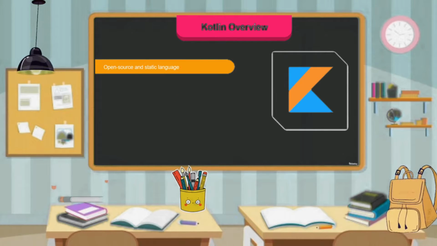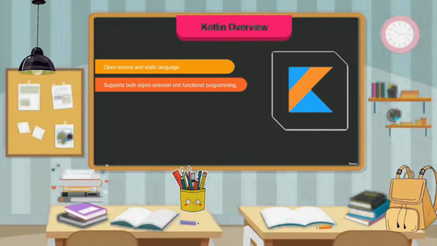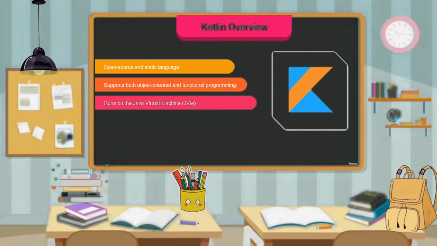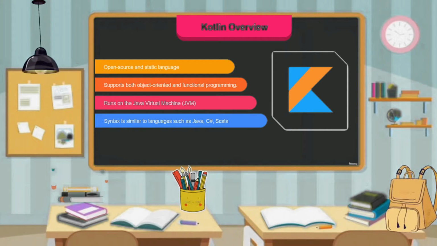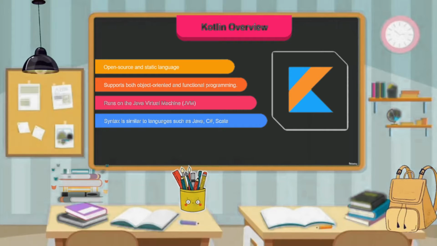So I'll tell you, Kotlin is an open source, statically typed programming language that supports both object-oriented and functional programming. The Kotlin programming language runs on the Java virtual machine that we typically call a JVM. Kotlin provides syntax similar to languages such as Java, C#, Scala, but it takes its name from the Kotlin Island, which is a Russian island in the Gulf of Finland, in case you were wondering.